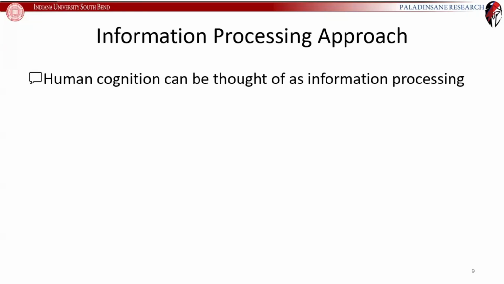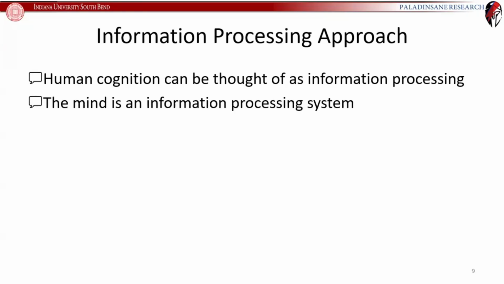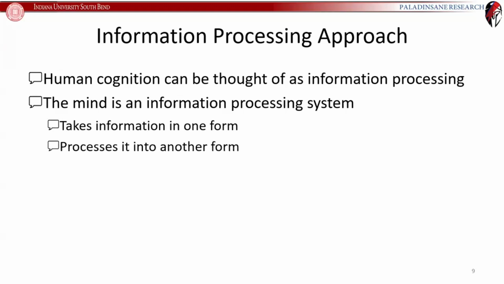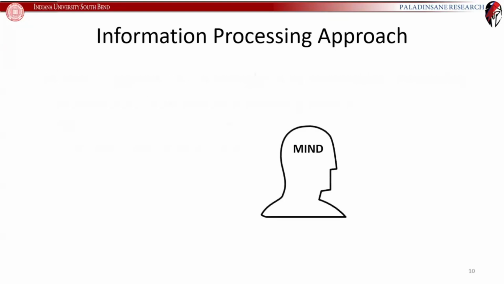that can be thought of as information processing, which is another way of saying that your mind is an information processing system, meaning that it takes information in one form. So there's some sort of input that is coming into your mind and it processes it into another form. So it takes information in, processes that information in a certain way, and then spits information out. And that is the basic idea of the information processing approach. So let's go through an example of this.